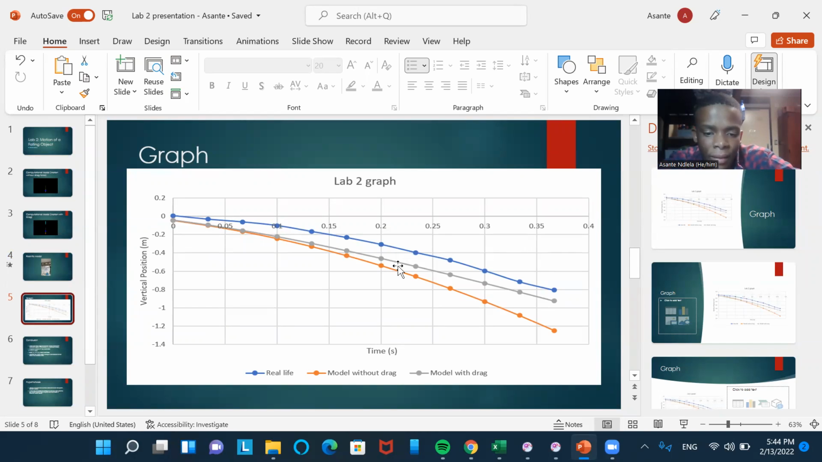Obviously, the discrepancy between the real life and the models is maybe due to air resistance or error that may have occurred or other human factors. As you can see here, the motion without drag has a higher magnitude than the motion with drag, and both models have a higher magnitude than the real life model.